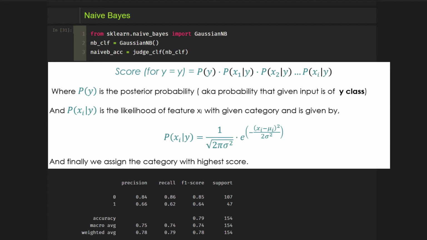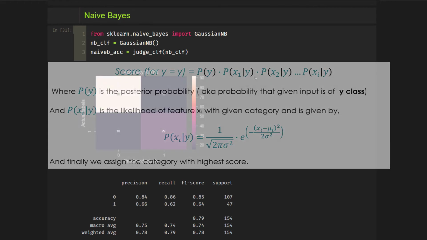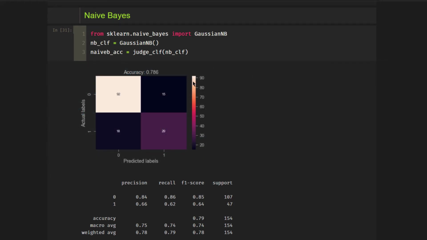Don't stress on it too much. So we calculate those with the help of the scary looking formula of Gaussian distribution. And depending on which of the categories gets the highest score, we assign it to that. And naive Bayes also performs okay.